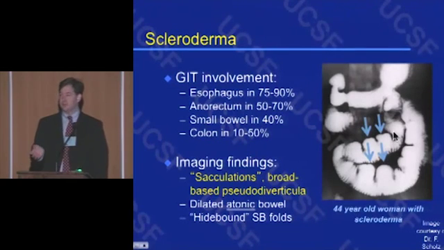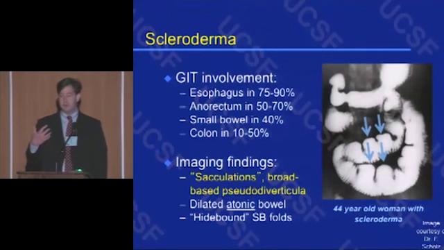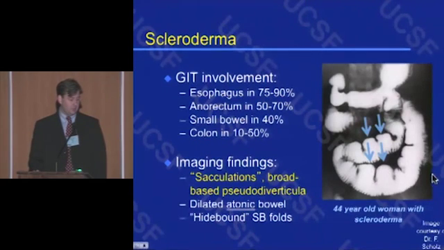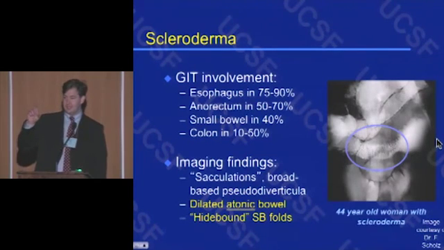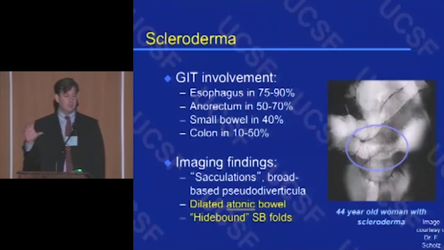So like Crohn's disease, which can involve any part of the GI tract, scleroderma can do the same. People primarily think of scleroderma involving the esophagus, but you can see it can involve the anorectum in about 50% of the cases, as well as the small bowel and the colon. For the small bowel series, you see these sacculations or broad-based pseudodiverticula highlighted here. Like the esophagus, again, it's atonic. So you get these atonic or dilated bowel loops.